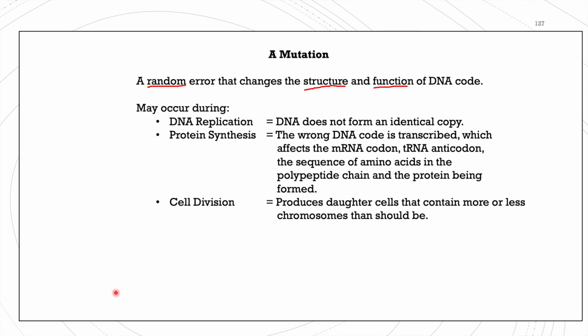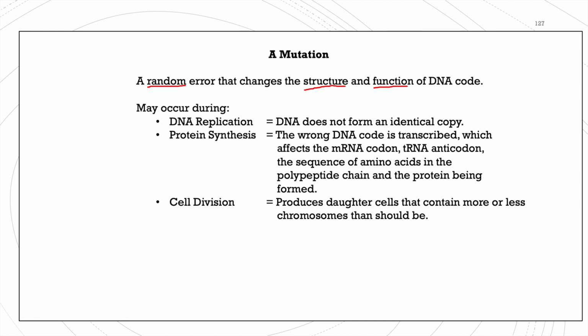Or during protein synthesis, the wrong DNA code is transcribed, which affects the mRNA codon, which will affect the tRNA anticodon, which will also affect the sequence of amino acids in the polypeptide chain, and that will cause a wrong protein or a different protein to be made. Okay, we've looked at what happens if the wrong DNA code is transcribed in the previous lesson. So please go and have a look at that. We looked at how that happens and how it affects the synthesized protein.